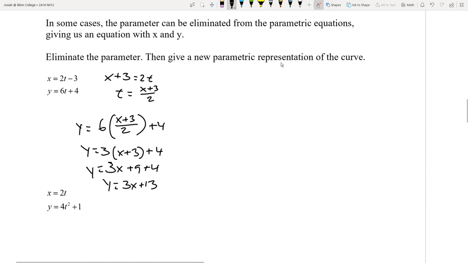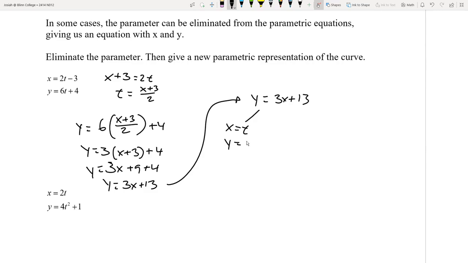And it also says to give a new representation. So we have a bunch of different options that we could take here. If we have 3x plus 13 here, the simplest route is just to say, what if x was equal to t? What happens then? Well, then y is equal to 3t plus 13. We simply swap out the x for t.